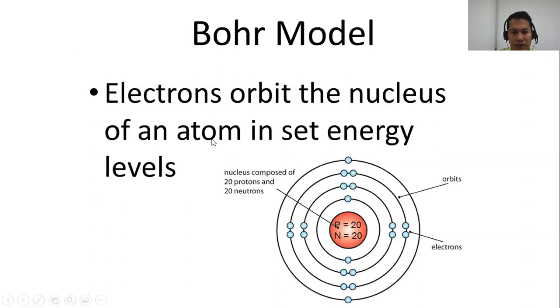Electrons orbit the nucleus of an atom in set energy levels. And I would like to mention the first energy level holds a maximum of 2 electrons. The second energy level, a maximum of 8, and the third energy level, a maximum of another 8. If I'm not mistaken, the fourth is a maximum of 16, but we will not go through that. You will study that later on. For now, I would like you to understand that the Bohr model has the orbits in it.